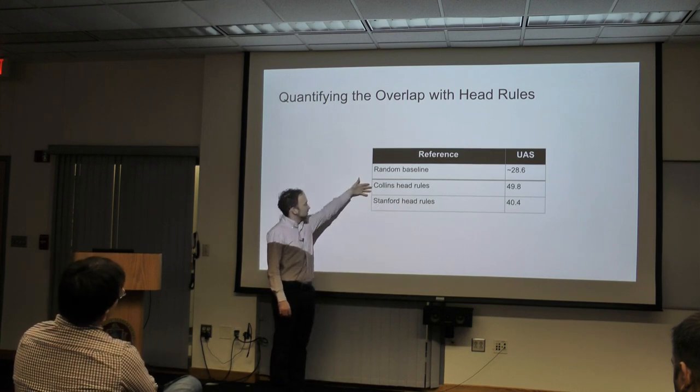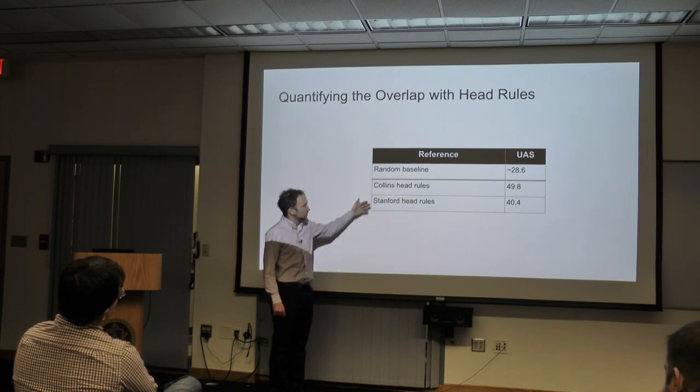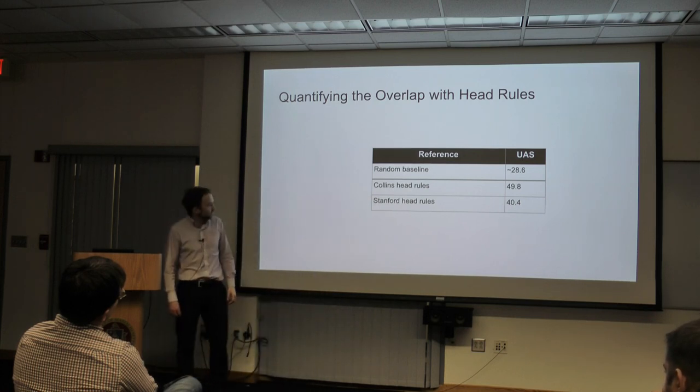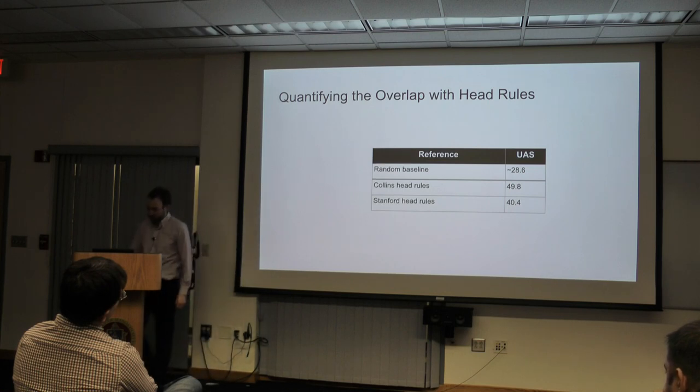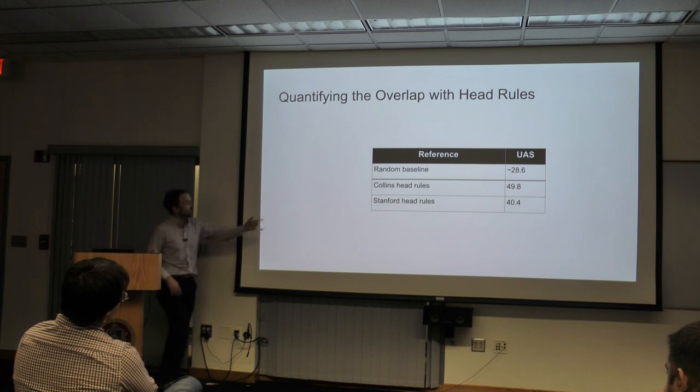There are some rules that were created by Mike Collins, who's at Columbia, I believe, and also some rules created by people at Stanford. And our model agreed with Columbia 49.8% of the time and Stanford 44.4% of the time. So obviously Columbia is better than Stanford. No, just kidding.